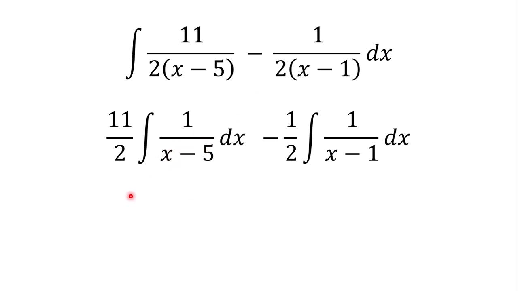This one will give us 11 over 2 times natural log absolute value of x minus 5, minus, when you come to this side, 1 over 2 times natural log absolute value of x minus 1. And I hope you all know why this one is natural log absolute value of 4x minus 1, or natural log absolute value of x minus 5. You all know why, so I'll not waste time explaining it or elaborating it.